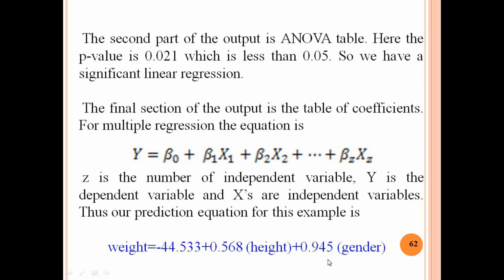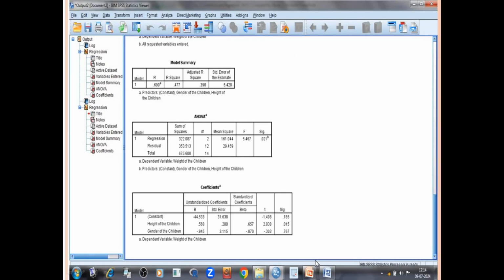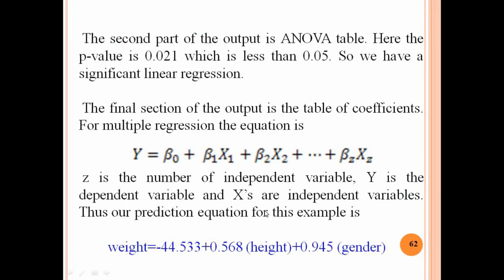That means here you see these are the values. Okay, so our prediction equation for this example will be this. Weight equal to minus 44.533 plus 0.568 height plus 0.945 gender. So this is all about our multiple linear regression.